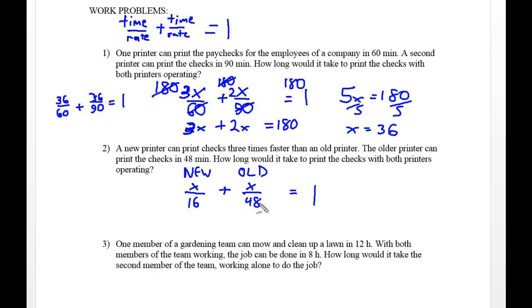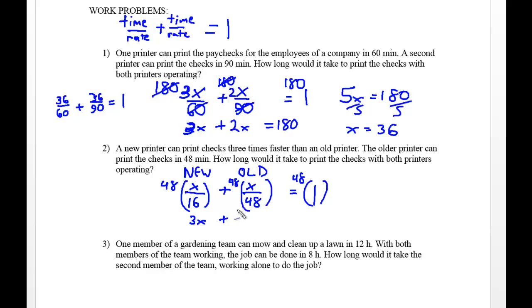Working together, these two printers should make an answer that is less than 16, because working by itself, the new printer would get this all the way done in 16 minutes. So what I'm about to do is multiply everything by the common denominator. In fact, the common denominator of 16 and 48 is 48. So if we multiply everything by 48, we have lots of simplification to do.